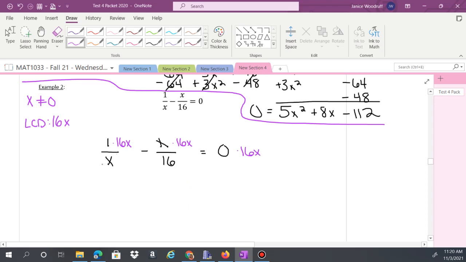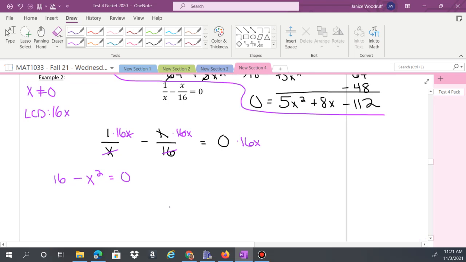In my first term, the x's cancel. 1 times 16 is 16. In my second term, the 16's cancel, and I have x times x, and it's minus x squared. And then 0 times 16x is 0. Okay, so I have negative x squared equals 16.